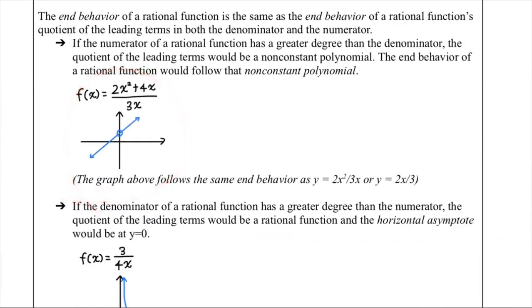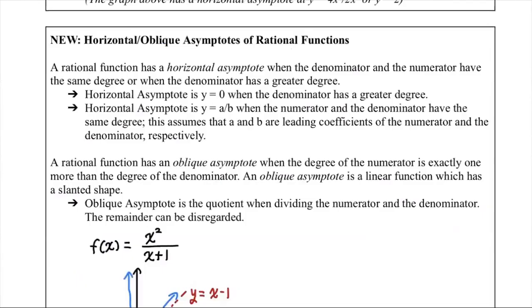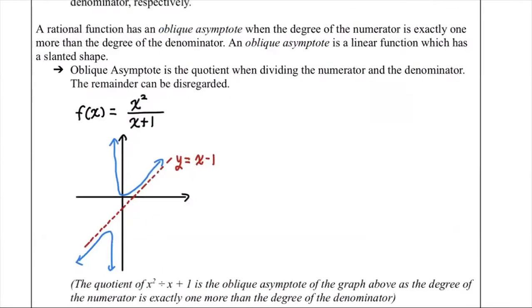Because if you take a look at this, the numerator has a degree that's exactly one more than the denominator. In those scenarios, the end behavior always follows the quotient of the leading terms. But other than the end behavior, there's also something called an oblique asymptote. An oblique asymptote is a linear function which has a slanted shape. So the oblique asymptote is the quotient when dividing the numerator and the denominator, and the remainder can be disregarded.